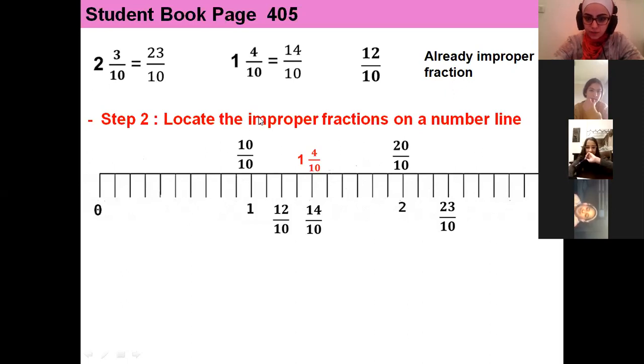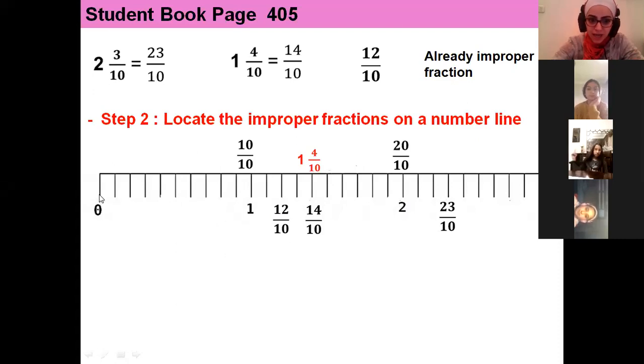The fractions that we have, Lean, are 2 whole and 3 out of 10, 1 whole and 4 out of 10. So we have whole numbers. The whole numbers are 1, 2, so we need 0, 1, 2, but we don't stop only at 2. Keep going till the next number, which is 3. So these are 3 whole numbers. And then between each two numbers, you cut this into 10 spaces and count the jumps.